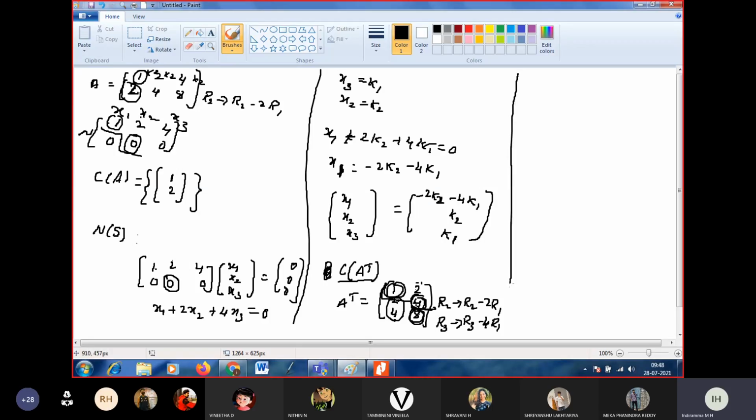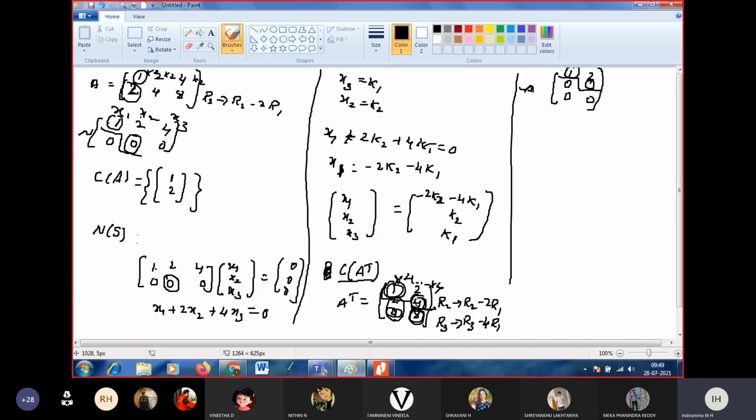Okay, next. A transpose: no change in the first row, 1, 2 as it is. To change the second row, multiply the first row with 2. That is 2 minus 2, 0. 4 minus 4 is also 0. So next, to make this element 0, multiply the first row by 4. So 4 minus 4 is 0. Here also 4 minus 8 is 0. Only one pivot element. The next pivot element should be this one. It is already 0. Okay.